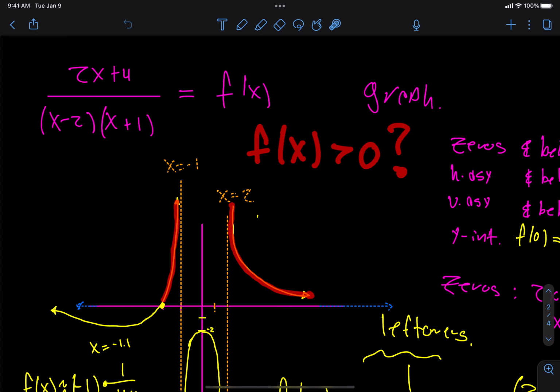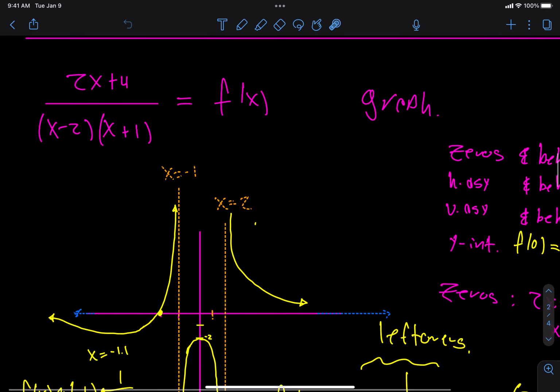It would be something like -2, 1, union, sorry, not 1, -1, union 2, infinity, right? Something like that. So for rational functions where we turn them into a rational inequality, the only thing we need to check, if we have the graph already, is just where the graph is above the x-axis, right?